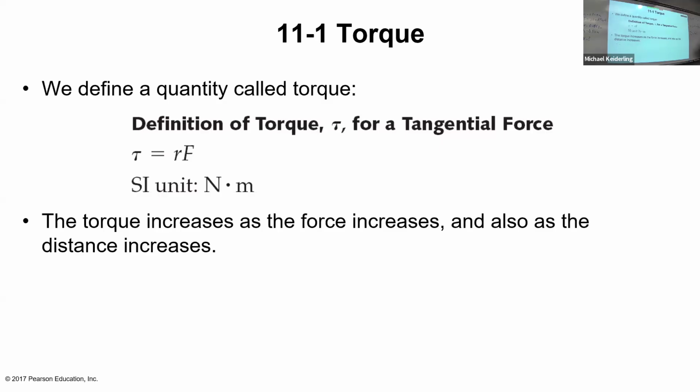If you're applying a force at right angles at a radius to a lever arm of radius r, you will get a torque equal to radius times force. The SI unit is Newton meters, because newtons times meters. The torque increases as the force increases and also as the distance increases. Now, newtons times meters would be joules. But for torque, we always call it Newton meter to differentiate between torque and energy, because they have the same units, but they're different things.